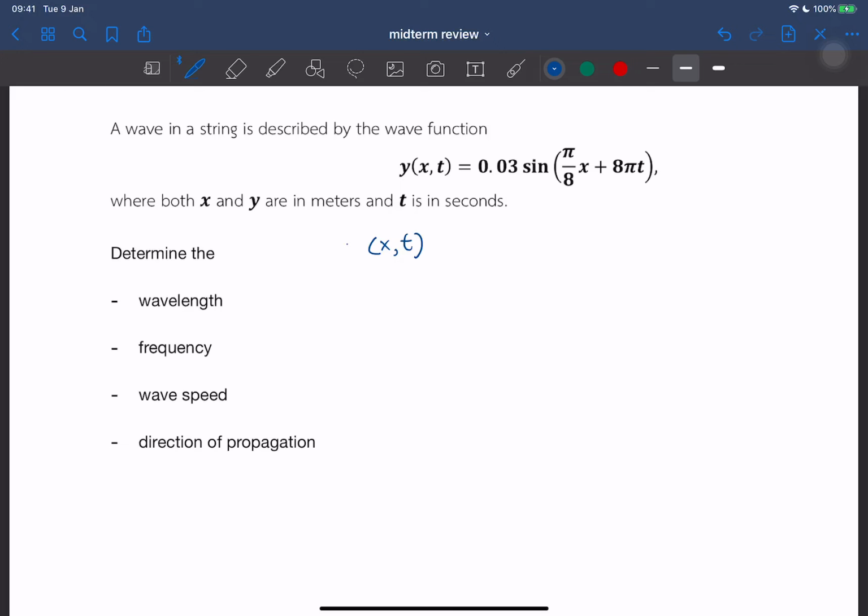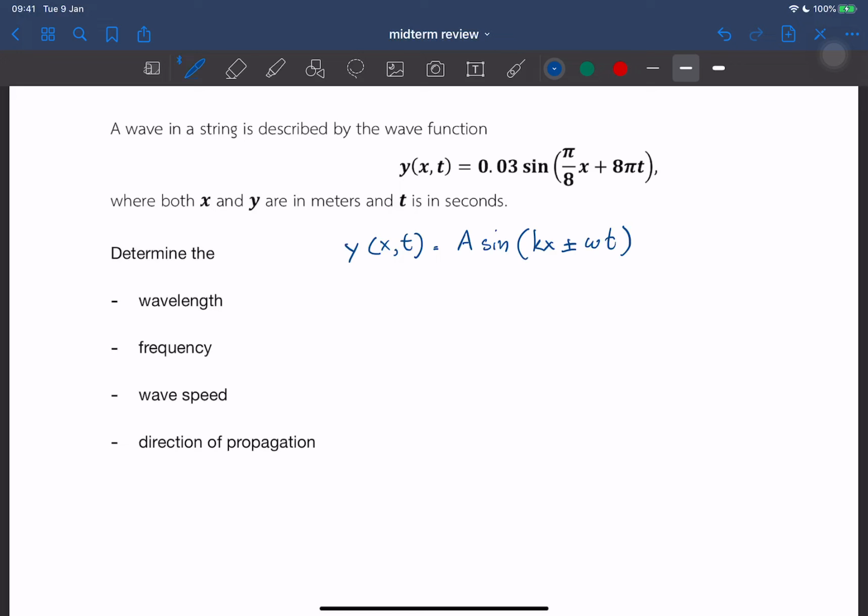So what am I writing here? It's y of x and t equal to A sine of kx plus or minus omega t. So plus or minus tells you the direction of the wave propagation. If it's a minus sign, then it's going to go in the positive x direction.